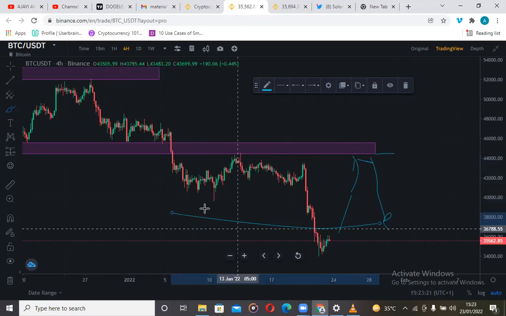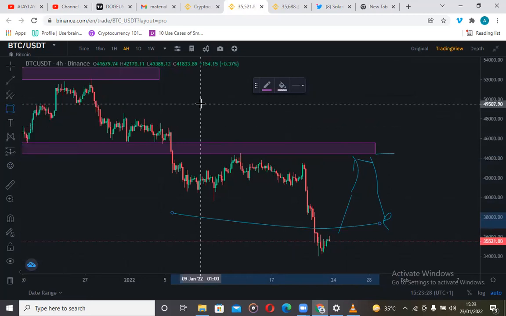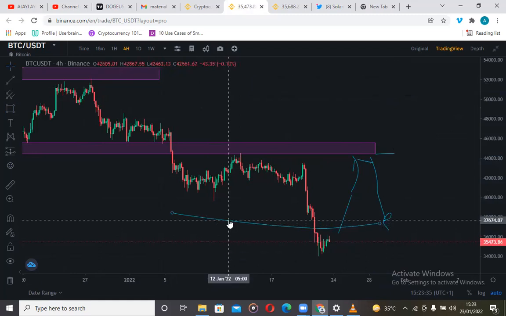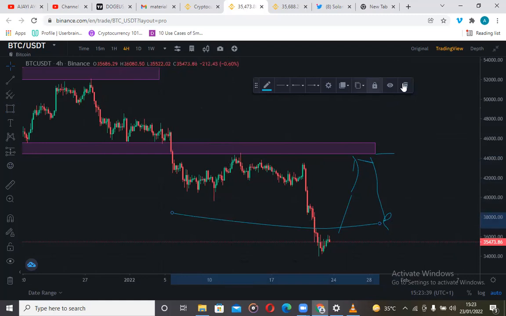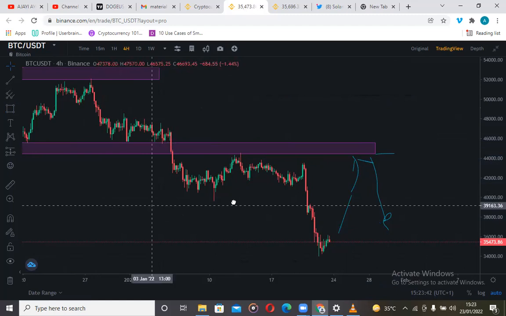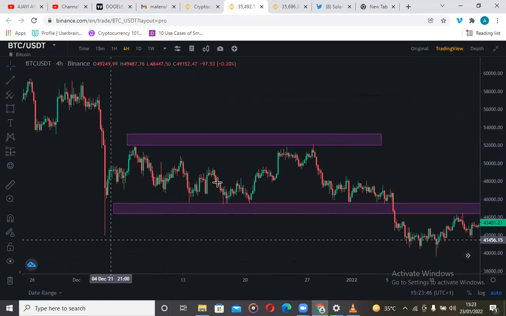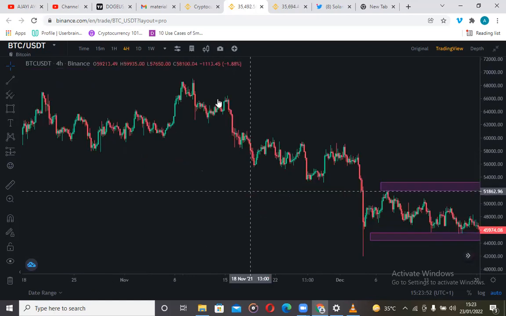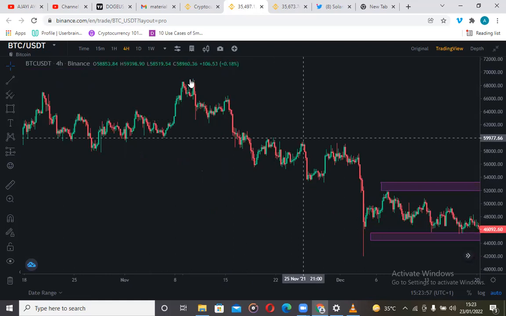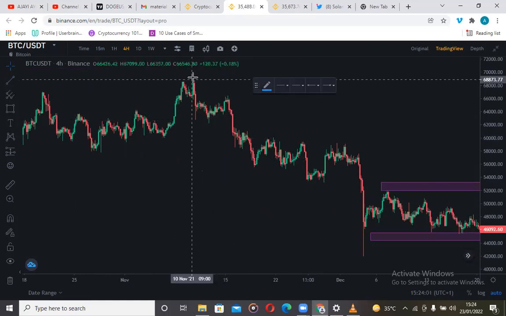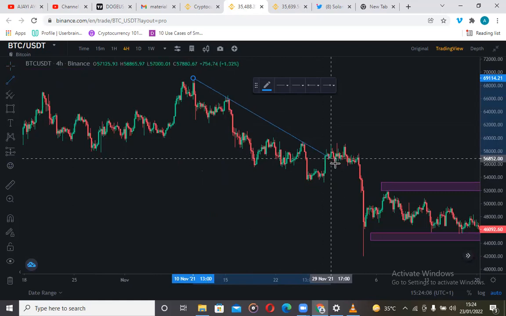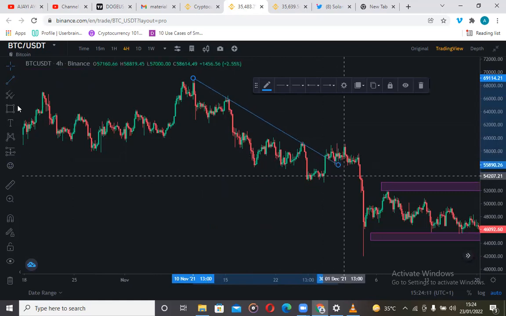And let's do another support. Let me look for another support. There are so many supports. Now, don't forget that your support and resistance can also come in the trend line. Also come in your trend line, right? You can see it.